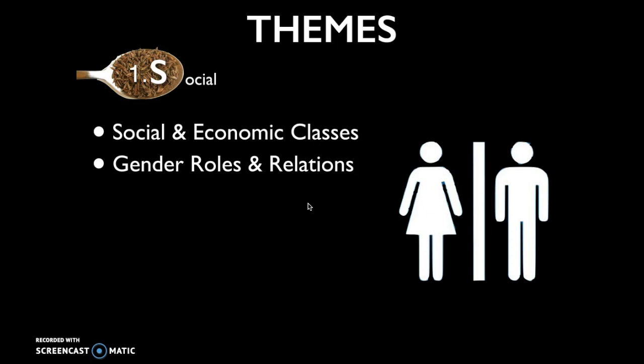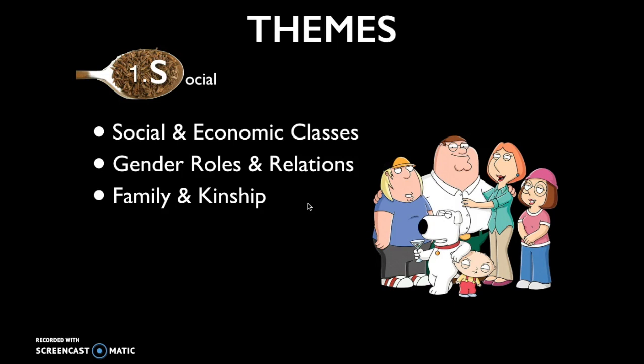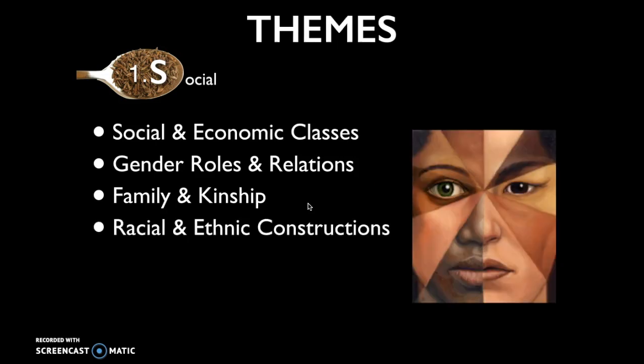We'll talk about gender roles and relations, and the way in which patriarchy has shaped world history and impacted the role of women in society. We'll talk about family and kinship patterns and how societies have created various roles among family members. We'll talk about racial and ethnic constructions. We are 99.9% biologically the same. That 1% of biological difference has been exploited and used by various people in order to create racial divisions among us. And so we'll talk about those various racial and ethnic constructions and the impact that has had in terms of the allocation of power.